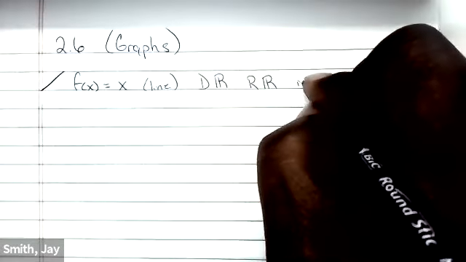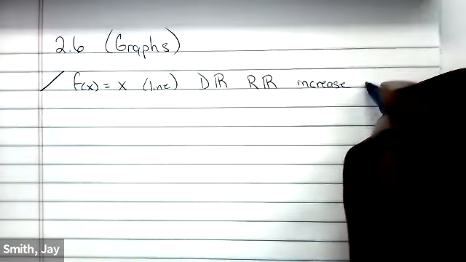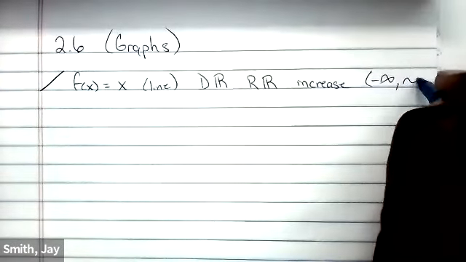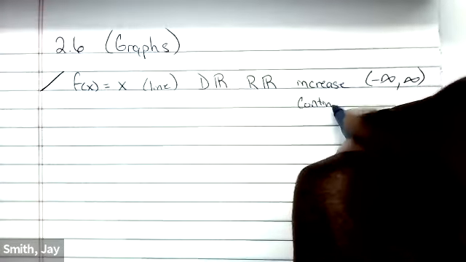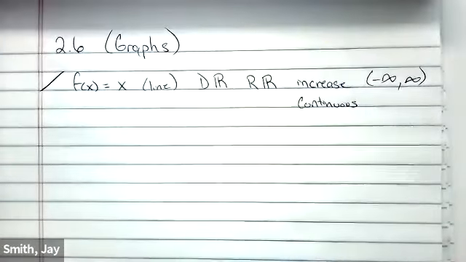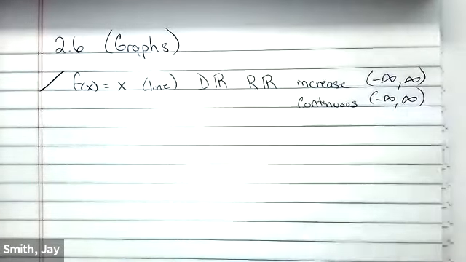Now this graph increases from negative infinity to infinity. And this graph is also a continuous function, or it is continuous from negative infinity to infinity.